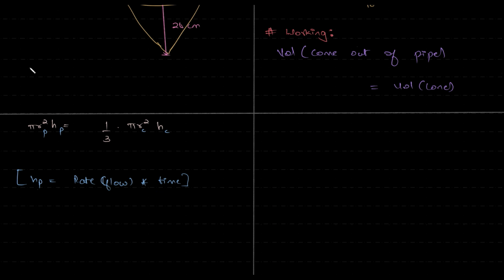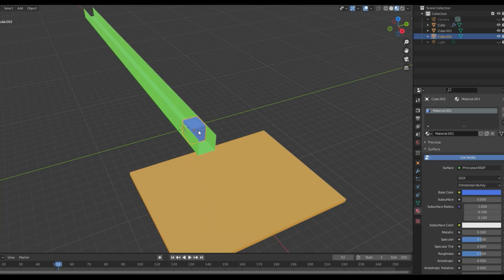Okay, so we know the rate of flow, we know the radius, here radius and height, everything is known. Substitute it and we are done. So once more I'll explain the height of the pipe.